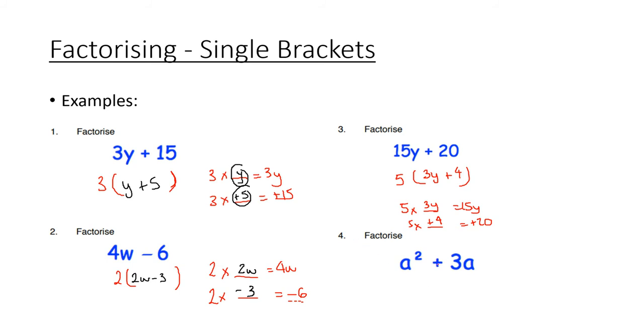Example 4, a squared plus 3a. So what's common between these two? The answer is a. Okay, so a comes outside of our bracket, and then we have a times by what gives me a squared, and then a multiplied by what gives me positive 3a. So hopefully you remember with our laws of indices, a times by itself will give us our a squared, so it's a times a, and then a times what gives me positive 3a, a times positive 3 gives me 3a. So now all I have to do is write it in here, so a plus 3. Okay, another 4 examples.